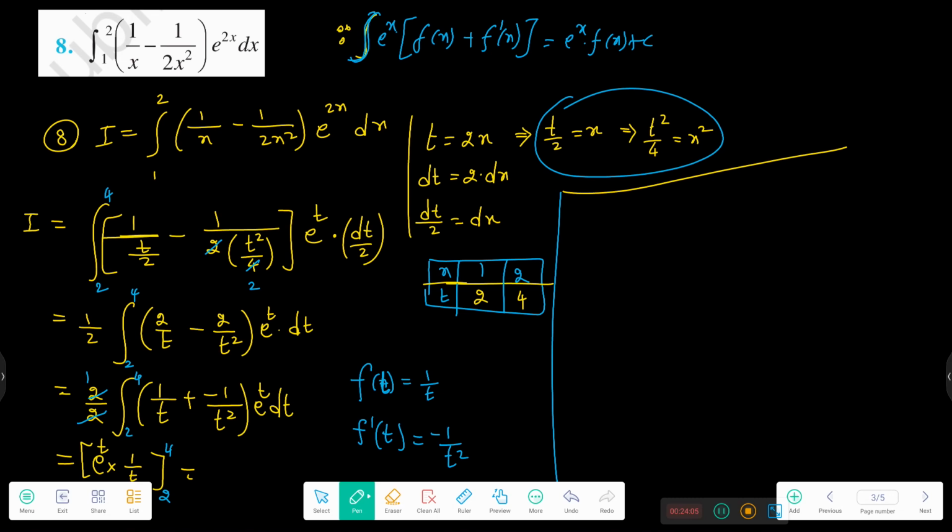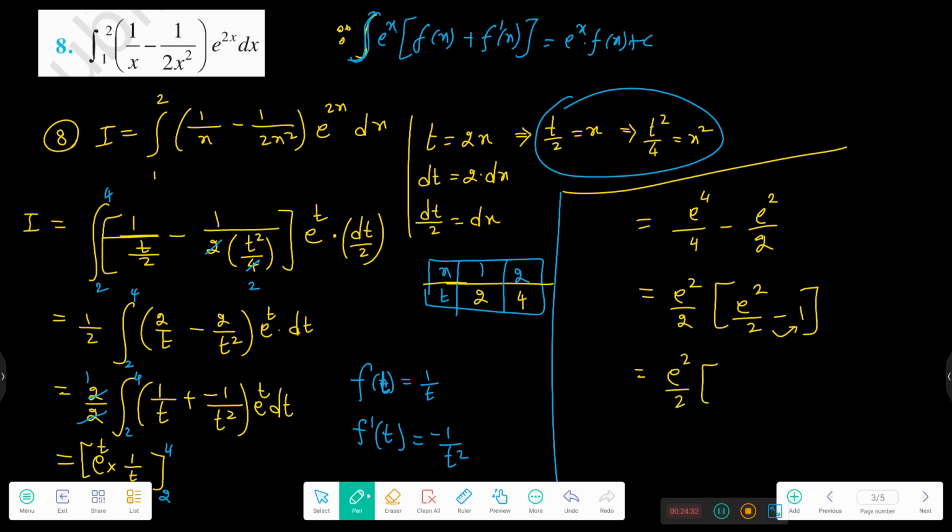First the upper limit. The upper limit is 4, so e power 4 divided by 4, minus the lower limit, e power 2 divided by 2. What can you take outside? e power 2 divided by 2 outside: e power 2 divided by 2 into e power 2 divided by 2 minus 1. Understand? Cross multiplying, e power 2 into e power 2 minus 2 divided by 2, which is e power 2 divided by 2 into e power 2 minus 2. You can stop either here or here. Not an issue. They will accept it surely.